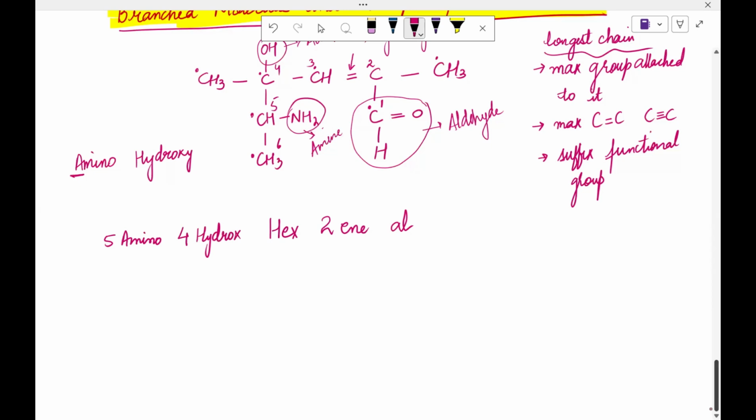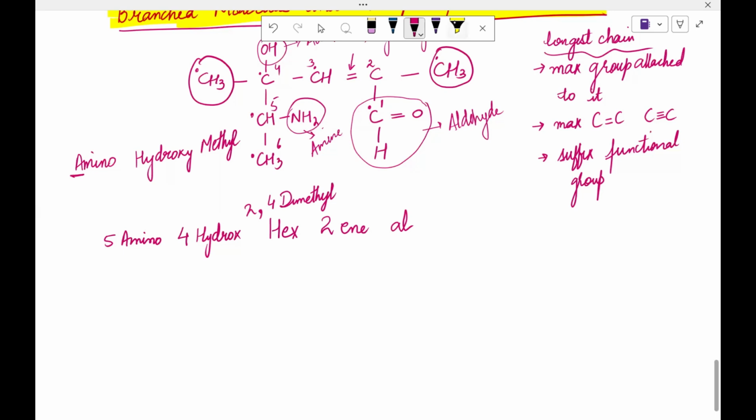So that would be the right answer for hydroxy, and there are basically two methyl groups as well. There is this one group and this group as well. Now I'm going to name methyl as well. So that would become 4 amino, 5 hydroxy, 2,4 dimethyl hex-2-en-al. Sultan, is that clear? Yes.